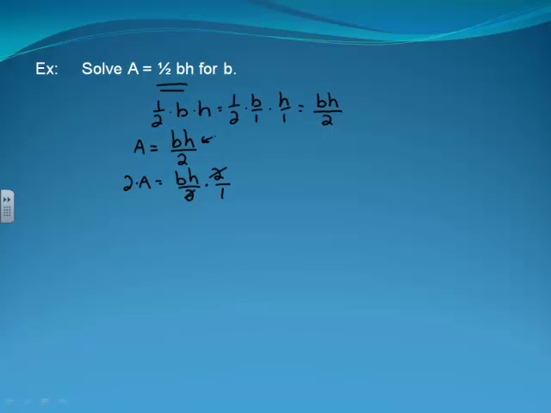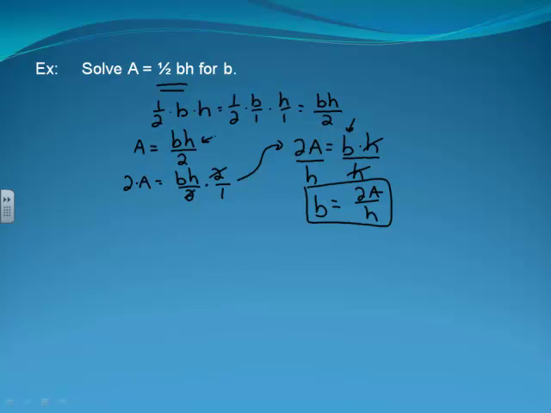So now you have, if we bring that up over here, 2A is equal to b times h. Trying to solve for b, want b by itself, so we need to get rid of that h. That h is being multiplied. The opposite of multiplication is division, so we're going to divide it out. And our answer ends up being b equals 2 times A divided by h.